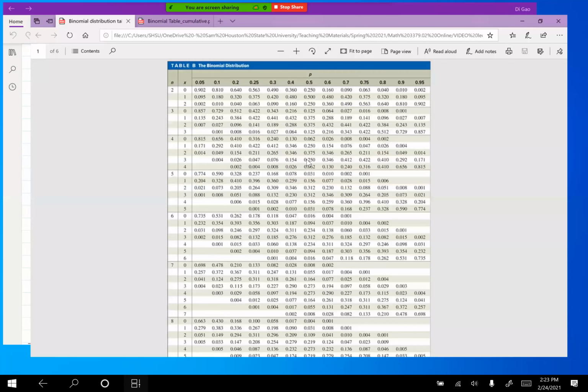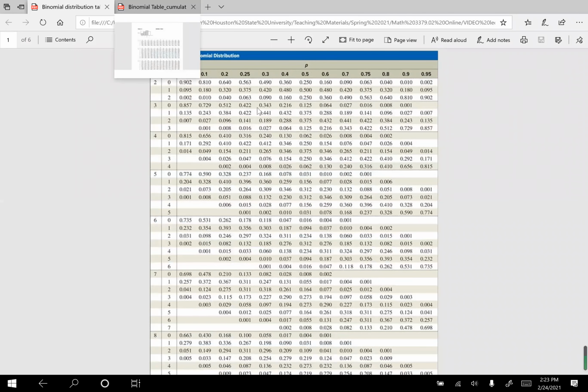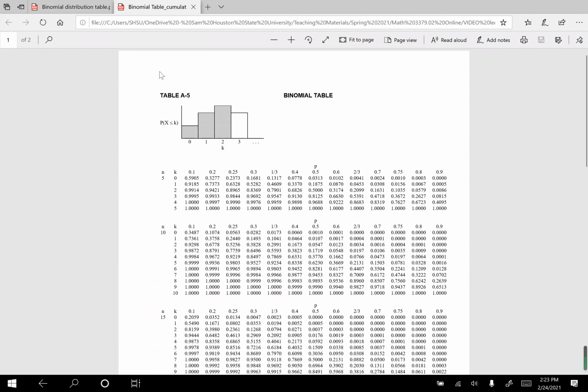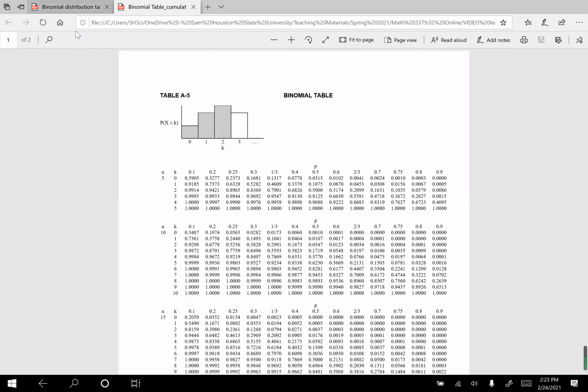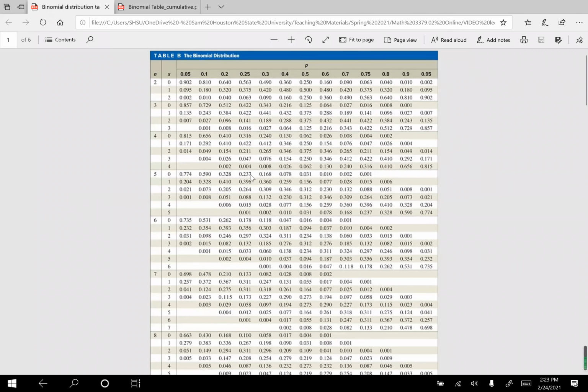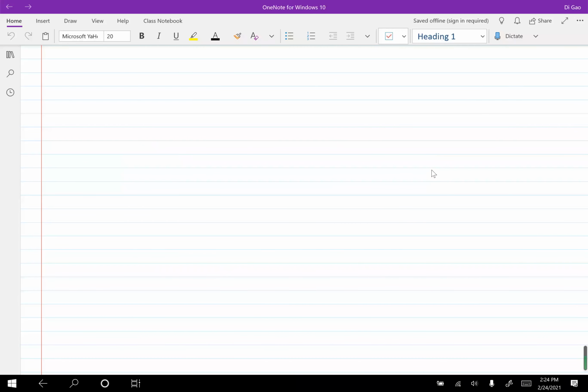If you look at the tables folder that we have on Blackboard, we have two types of binomial table. One is called the binomial distribution table, and the other one is called the binomial table, which is cumulative. In this video lecture, we're going to talk about the difference between these two tables, and how we can use either one to check the values that we need. So let's start with the binomial distribution.